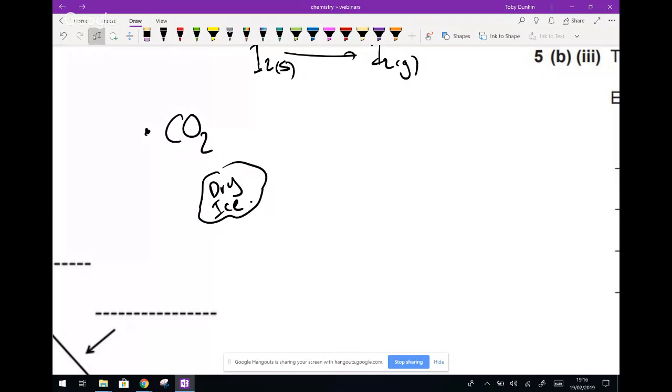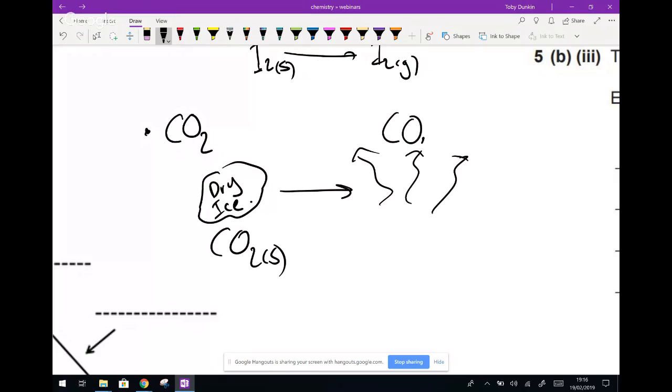It's not nice. So dry ice, which is solid carbon dioxide, is constantly at room temperature, it is constantly turning into a vapor. And it turns into, of course, carbon dioxide gas. It skips the liquid phase.